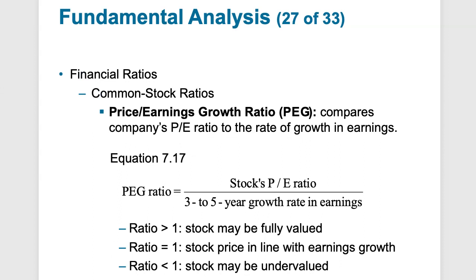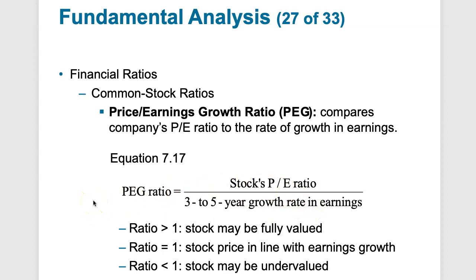So let's look at the PEG ratio. This is another good way for valuing a company. So we take the stock's PE ratio and we divide it by 3 to 5 years. You determine if you want to do 3 years or 5 years worth of growth in earnings. So we look at the growth in earnings and we want to divide it by the PE ratio.